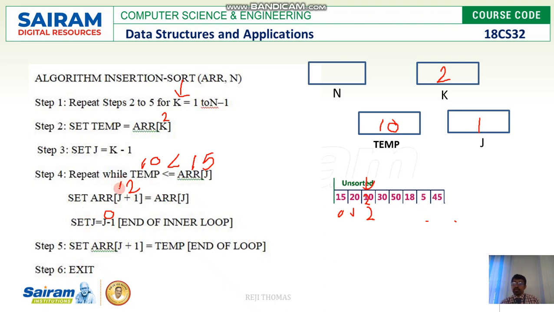So j plus 1 is going to be 1. At this place, you are going to store what is in j. What does it mean? This will be shifted to the next place. So you will be getting 15 here. Set array of j plus 1 is equal to temp. You are going to repeat this. No, you cannot repeat this. It will go to the next iteration. So you are going to take k is equal to 3. So finally what happens? You are going to insert the element over here.